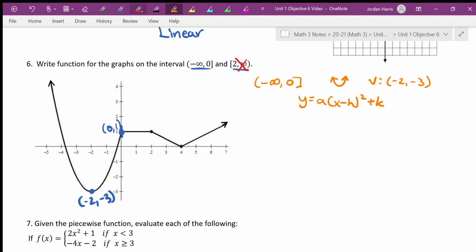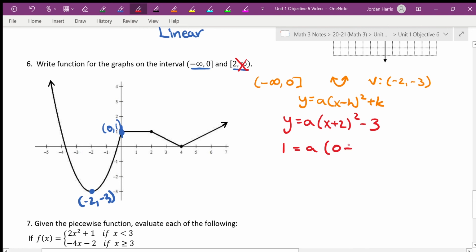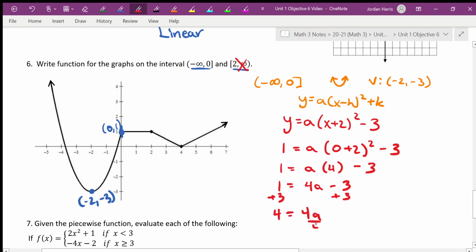Okay, so I'm going to plug in. So I get y equals a, to the left 2, down 3, (x plus 2) squared minus 3. Plug in my extra point now, so 1 equals a(0 plus 2) squared minus 3. So 1 equals a, 0 plus 2 is 2, squared is 4. So 1 equals 4a minus 3. So I'm going to add 3 to both sides. 4 equals 4a. Divide by 4. And I get 1 equals a.